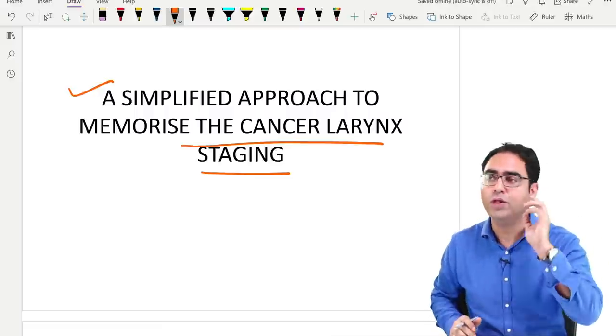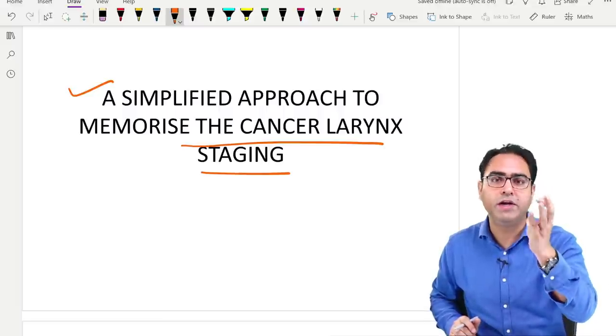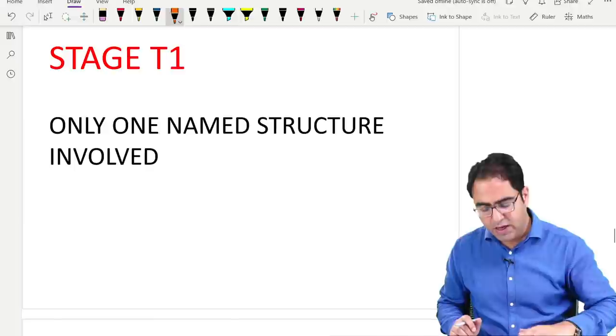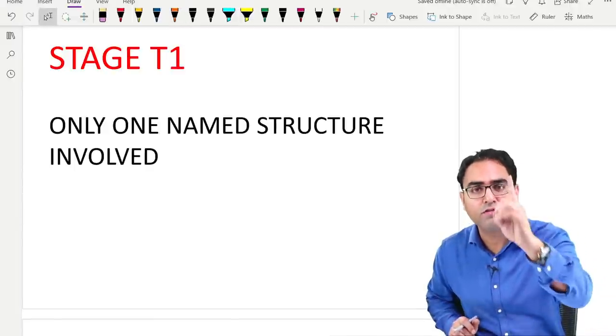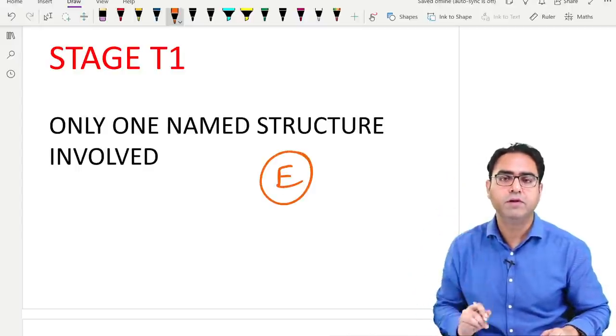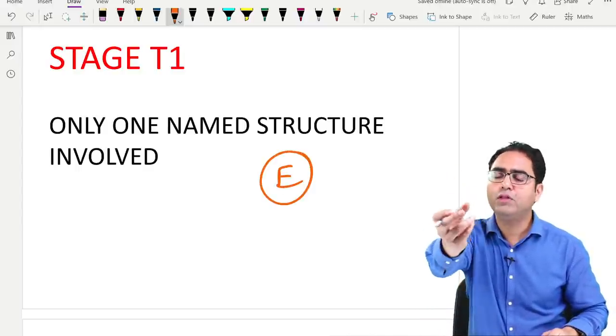First of all, let me tell you, the question will always come of T2, T3, T4. They will never ask you a T1 question, beta. What is T1? T1 means only one named structure involved. Tumor involving epiglottis is T1, beta. Only epiglottis involved, T1.